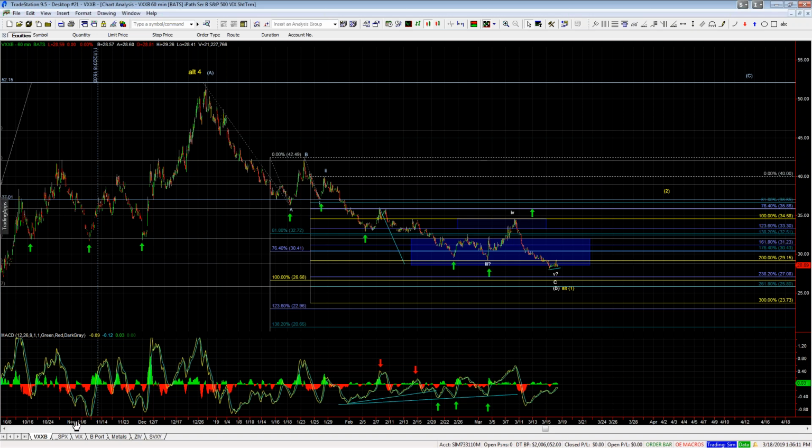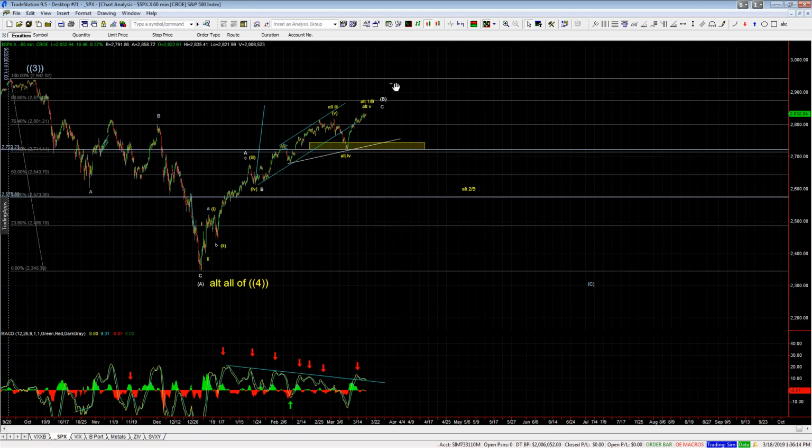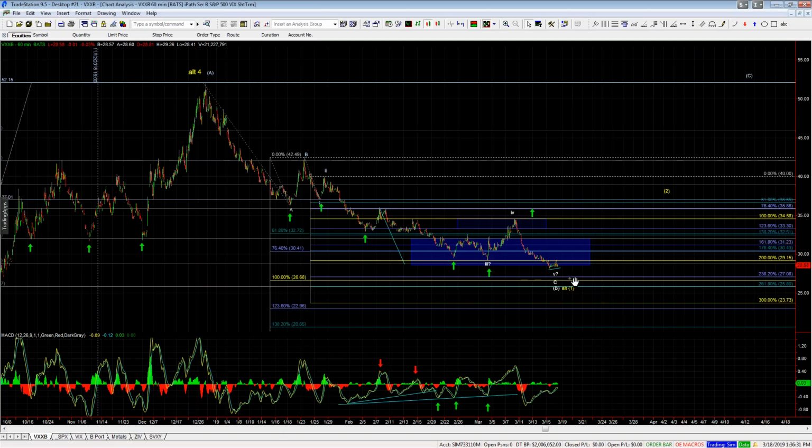And that fits with the count that we're watching on the SPX, this yellow count on the SPX, which has all of wave 4 bottoming here in December. And this is a 5-wave move to the upside, looking for wave 2 with a corrective retrace for wave 2 / B on the SPX. This yellow count on the VXX fits with that potential on the SPX.